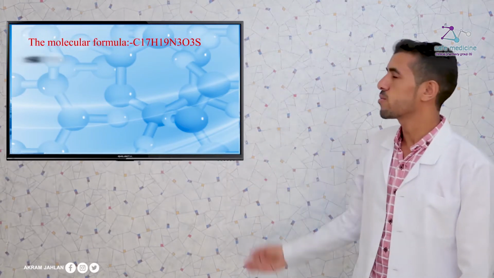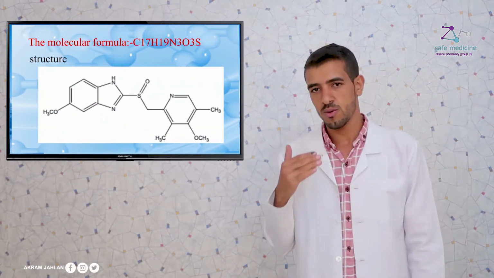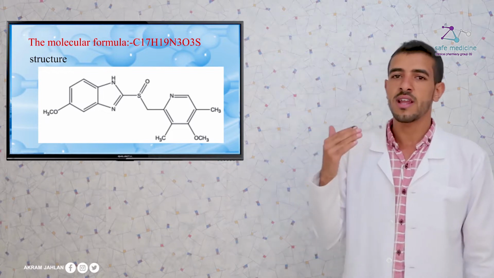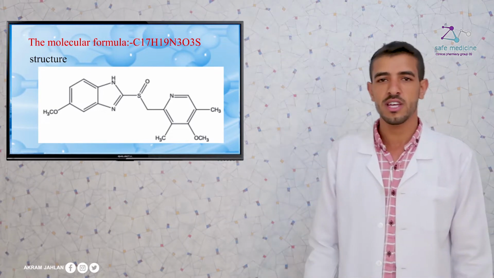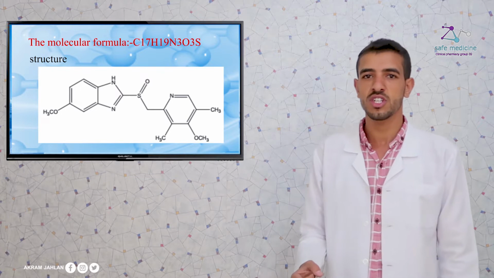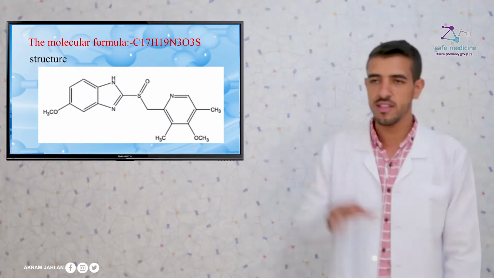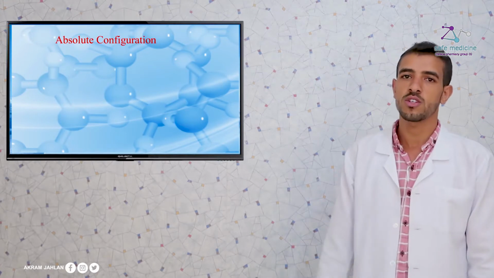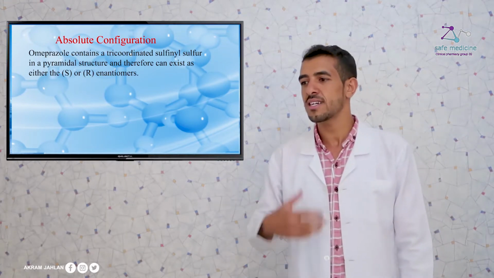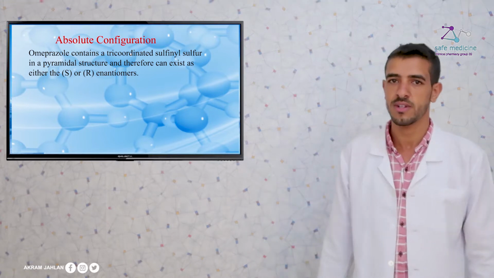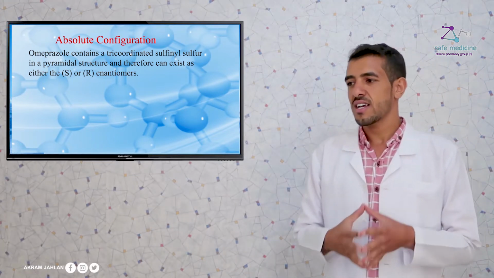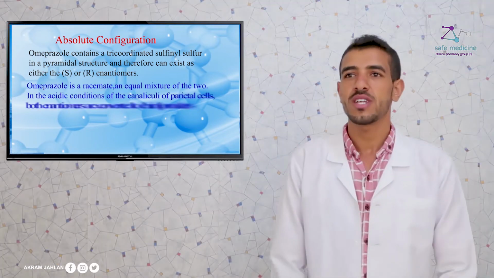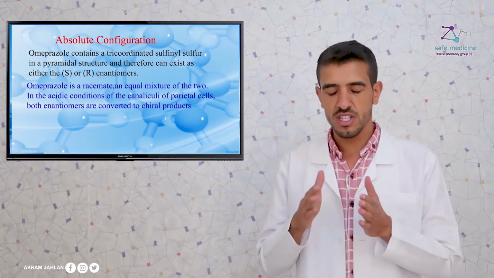The molecular formula has 17 atoms of carbon, 19 of hydrogen, 3 of nitrogen, 3 of oxygen, and 1 of sulfur. And this is the structure of omeprazole. Absolute configuration of omeprazole: the chirality of omeprazole is a racemic mixture, with the sulfur atom acting as the chiral center. Omeprazole is a racemic, equal mixture of the two.